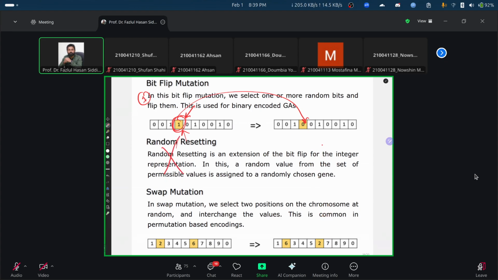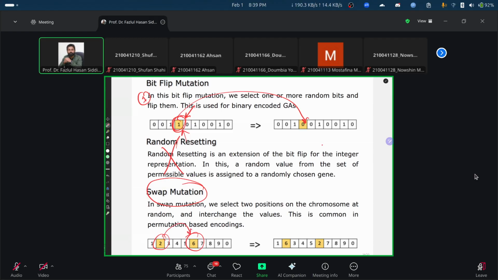I'm not covering the random resetting. Randomness is random, nothing to say. Swap mutation. What is swap mutation? In that case, you will pick two genes, meaning two conflicted genes. For example, if you pick two queens who are very much in conflict, the swap mutation says just swap the values, or the alleles, of the two genes.